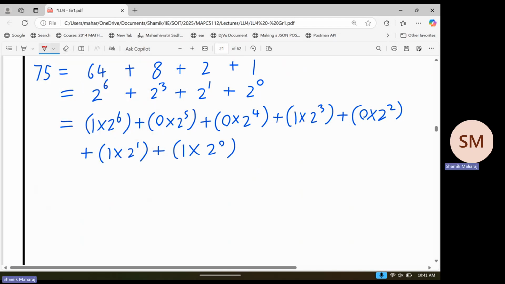And then from here, we just read out the binary number. The binary number is just the 1s and 0s in front. So we read this like this: 1, 0, 0, 1, 0, 1, 1. That's the binary number. So I'll just write it here: 1, 0, 0, 1, 0, 1, 1. That is 75 in binary.